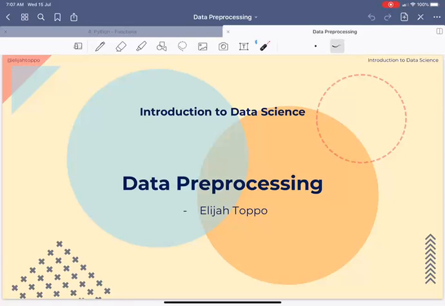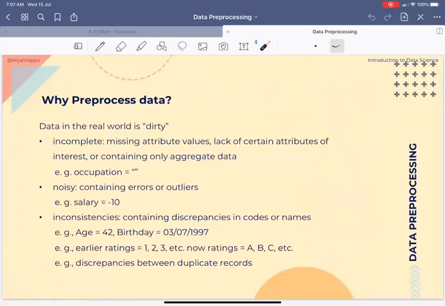Okay, great. So let us basically start by asking questions like, why do we need to preprocess data? What is the need for preprocessing of data? And there are some answers. The primary thing is that data in the real world is dirty. By dirty, I mean data is incomplete, data is noisy, data has inconsistencies. So let's look at each of these.